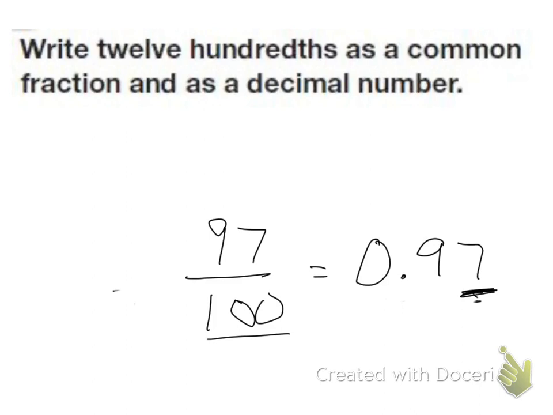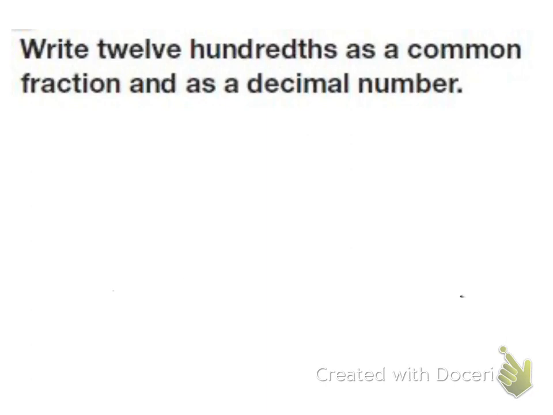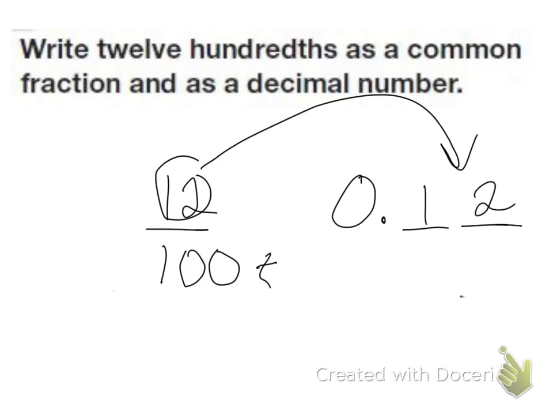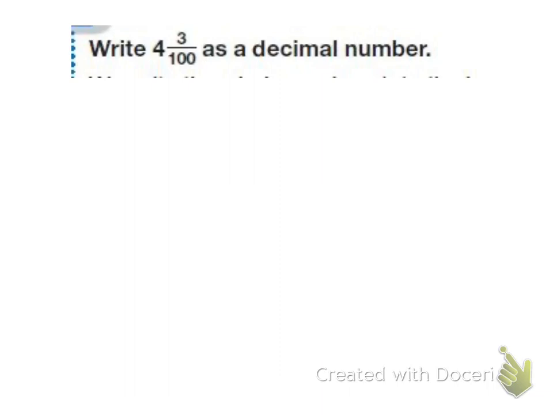Okay. All right. So this is write 12 hundredths as a common fraction and as a decimal number. So 12 hundredths would look like this. Then a common fraction with a denominator of 100 can be written as a decimal number with 2 place values after it. Okay, or 2 digits after the decimal. So I write the number 12 in those places. 12.